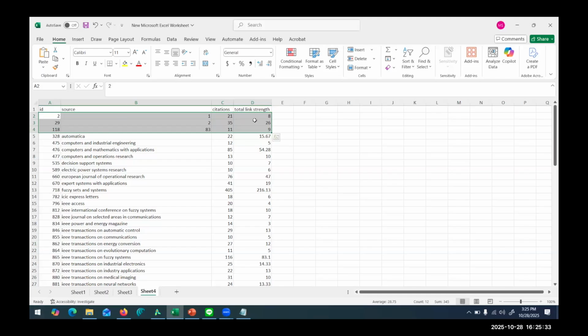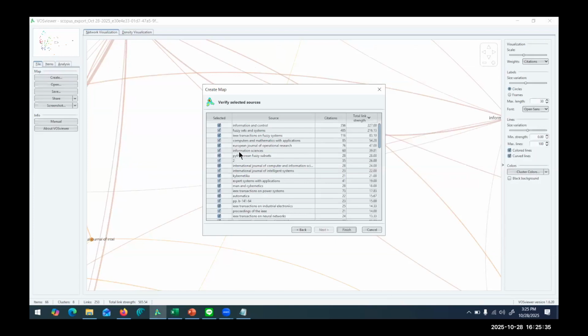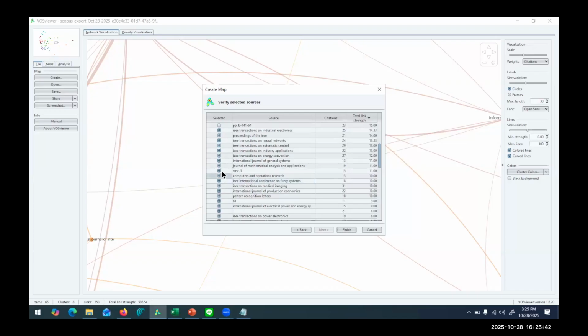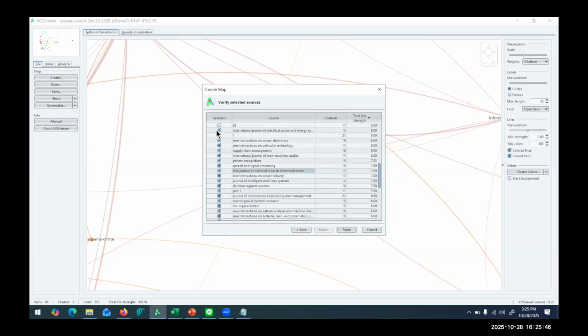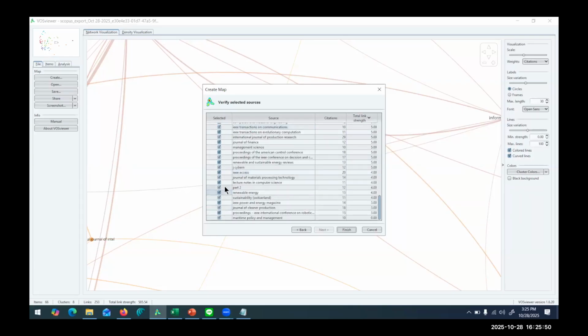So now we can remove this from this data, for example, this. So I will uncheck this box. Similarly, this one and so on. One can think this can be done here simply before we go to that Excel file.